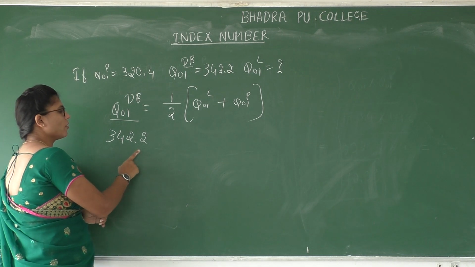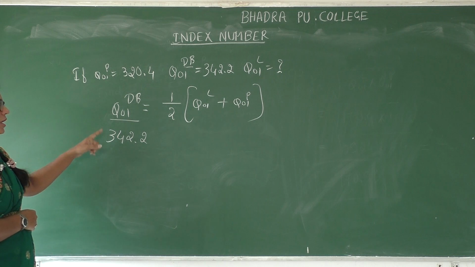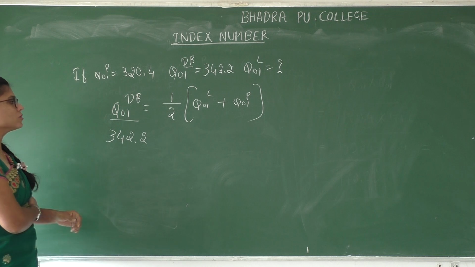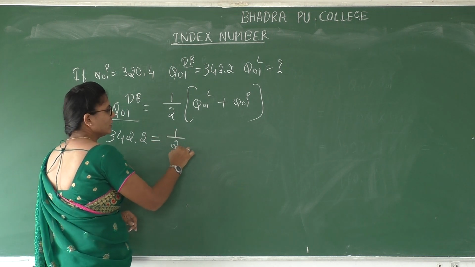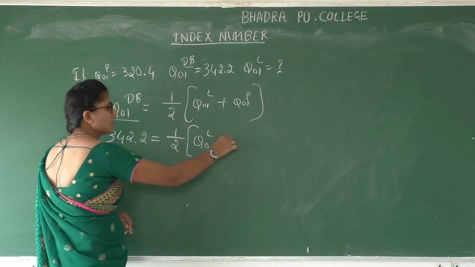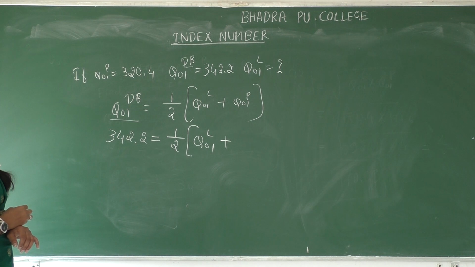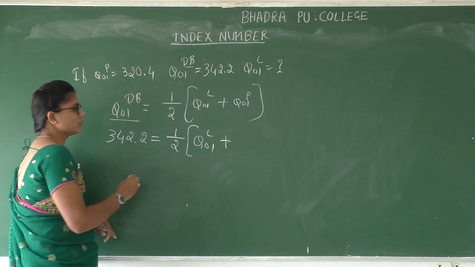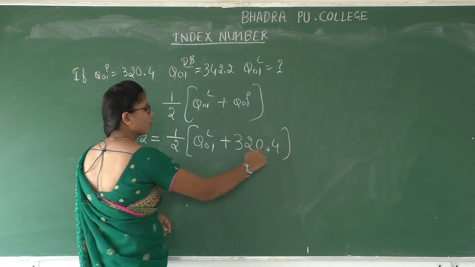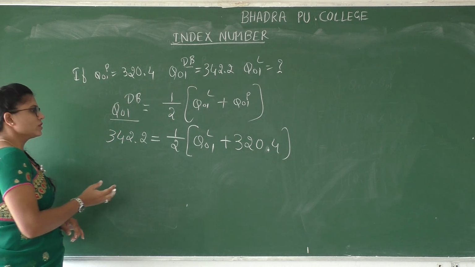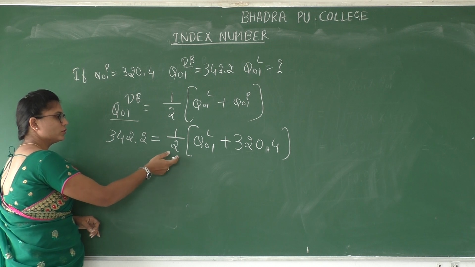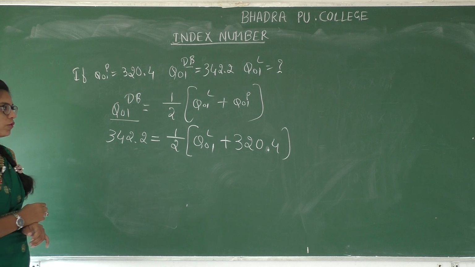So, write down the value for Darbish-Bowley quantity index number, 342.2, from the question. Okay. So, is equal to what? Is equal to half into what you need to calculate? Q01L, keep it as it is, Q01L plus, do you know Q01P value? Yes, we have 320.4. So, now solve the problem. See, here we have half, here 342.2. It is 1 divided by 2. What is the next step?